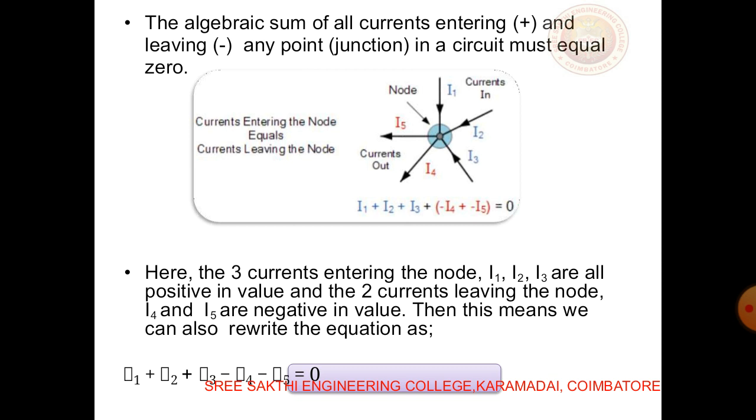Here you can see a node. I1, I2, I3 are the currents entering the node. I4 and I5 are the currents leaving the node. How can you write the equation? The sum of the currents entering the node and the sum of the currents leaving the node is equal to 0. But you cannot give the same sign for current entering and current leaving. Instead, I1, I2, I3 are the currents entering the node, and I4 and I5 are the currents leaving the node. So I am giving a minus sign for I3, I4 and I5, and the others you are giving a plus sign.